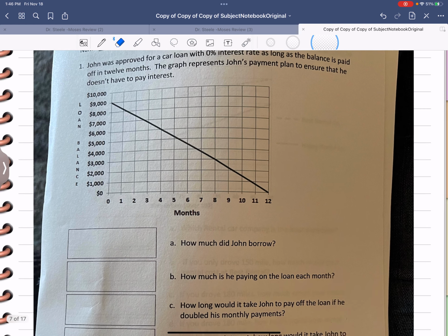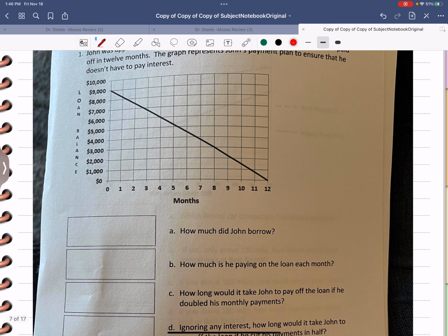How much did John borrow? So this is another way of saying, when 0 months passed, how much did he owe? And that would be $9,000.